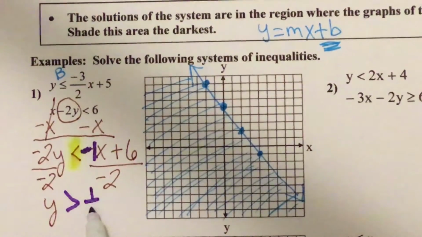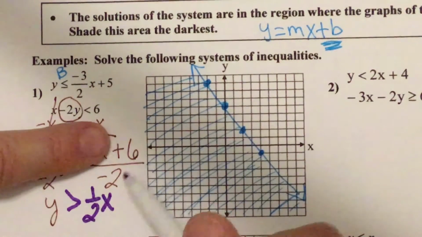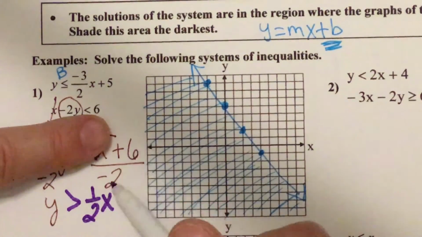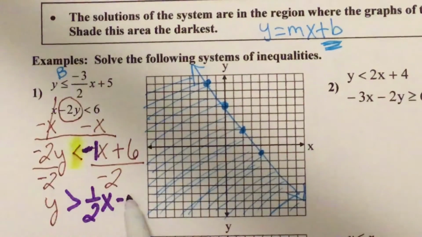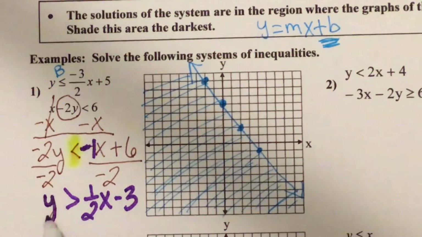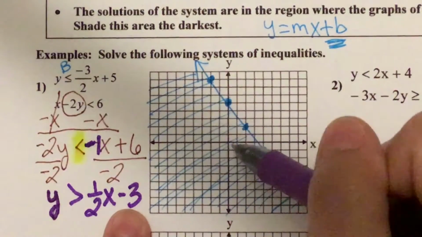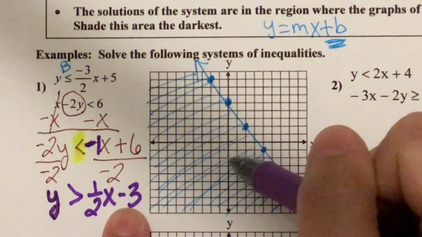So it's 1/2 x, and then let's reduce the back. What's 6 divided by -2? -3. Okay, so we are ready to graph. All right, what is the y-intercept? -3. So we're going to go down to -3. 1, 2, 3.